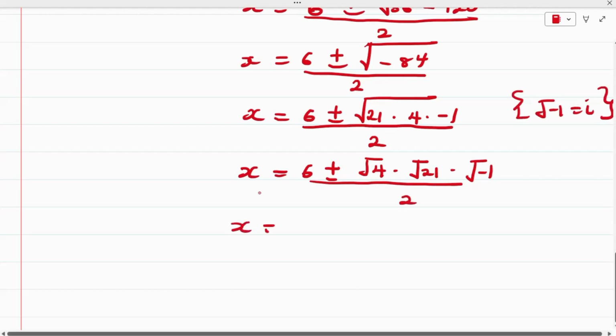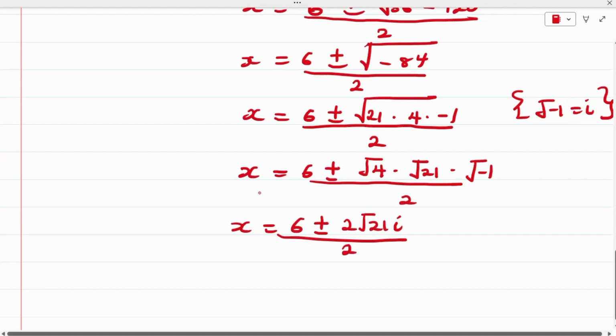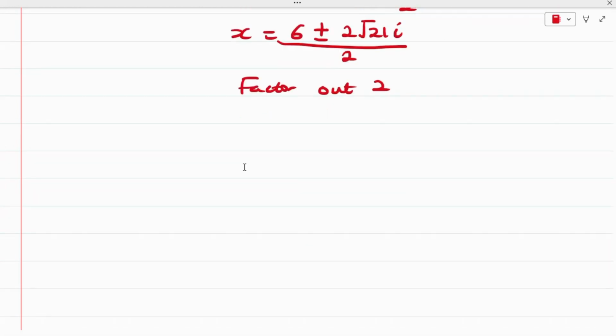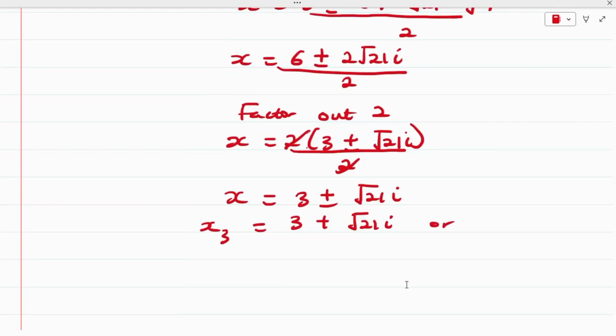So this becomes x is equals to 6 plus minus the root of 4 is 2 multiply the root of 21i over 2. So we can easily factor out 2 from the numerator. We are going to have this to be x is equals to, if you factor out 2 from the numerator, we have this to be 2 into 3 plus minus the root of 21i over 2. So this is going to cancel out. So we have x is equals to 3 plus minus the root of 21i. So we have x3 to be equals to 3 plus the root of 21i, or we have x4 to be equals to 3 minus the root of 21i.